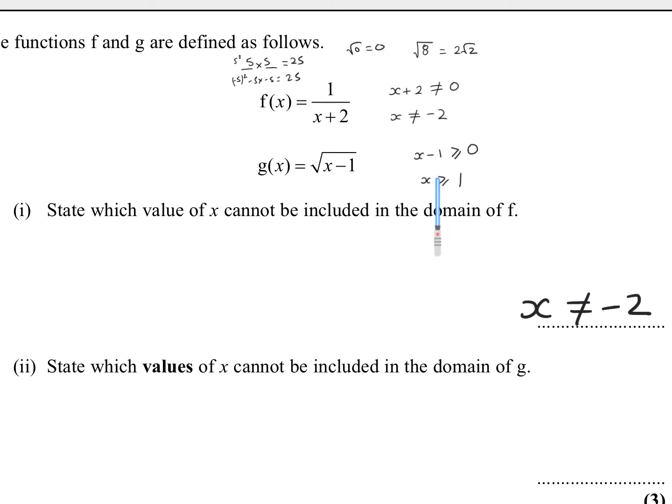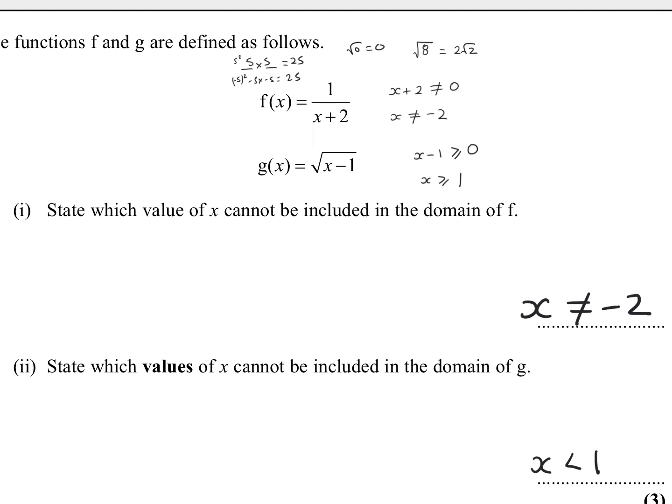So now that we know that the only values we will accept is when x is greater than or equal to 1, let's read the question properly. It says, state which values of x cannot be included. So x, therefore, cannot be less than 1. If x is less than 1, okay, this means the domain can't include it because this means we'll get a negative number. Like, let's have a look.